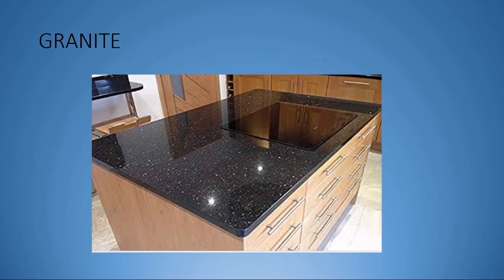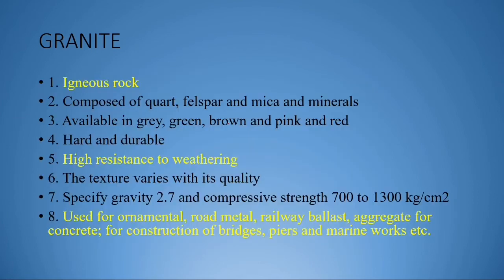So now let's discuss some of the important materials. Okay, this thing we have seen. What is this? It's called granite. Let's see some of its properties. First, it is an igneous rock, composed of quartz, feldspar, and mica. This you don't need to remember; you just keep it in your notes.